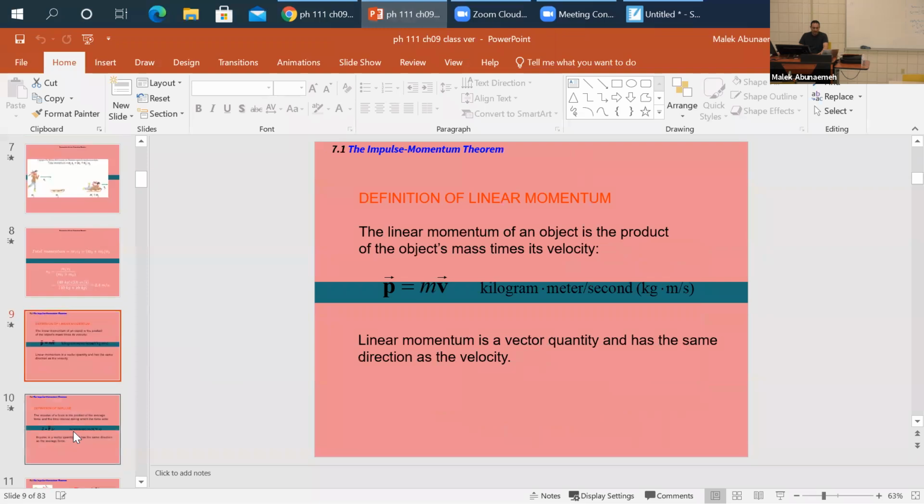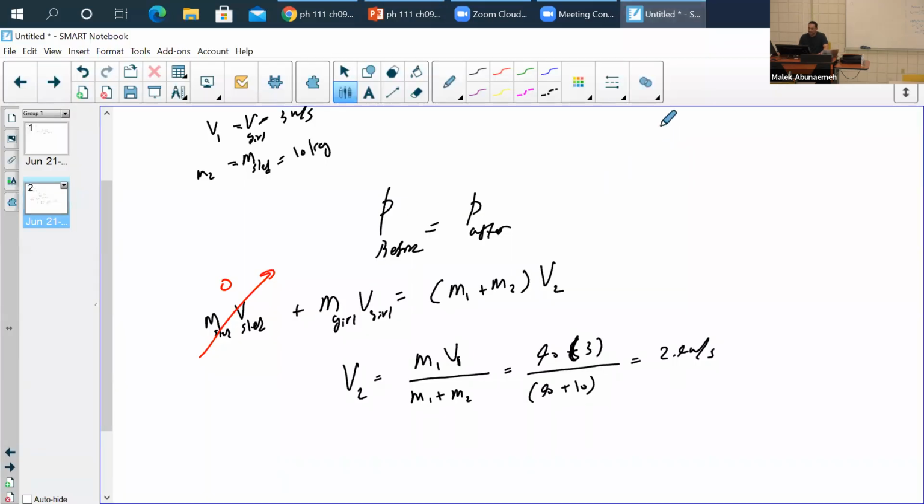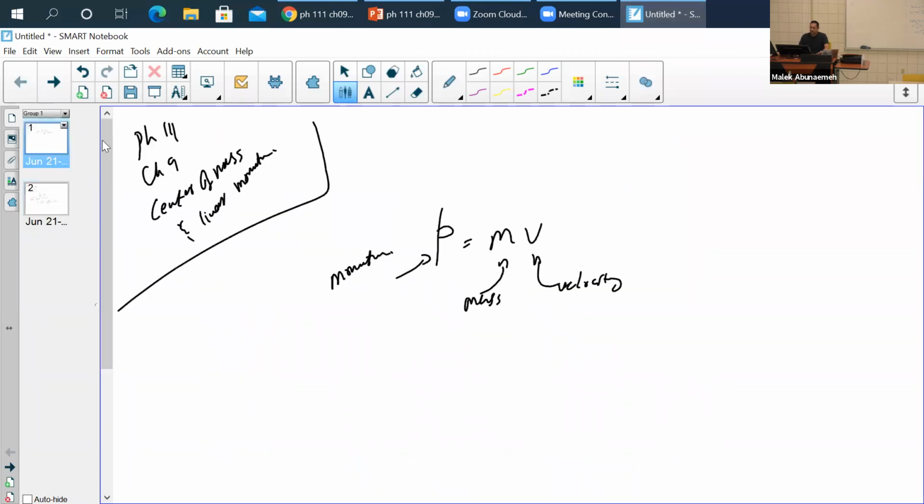Makes sense. Now, the linear momentum of an object, again, is the product of its mass and its velocity. Your mass is going to be in kilograms, velocity is going to be meters per second, so the units will be kilograms meters per second. Go ahead and write this down.